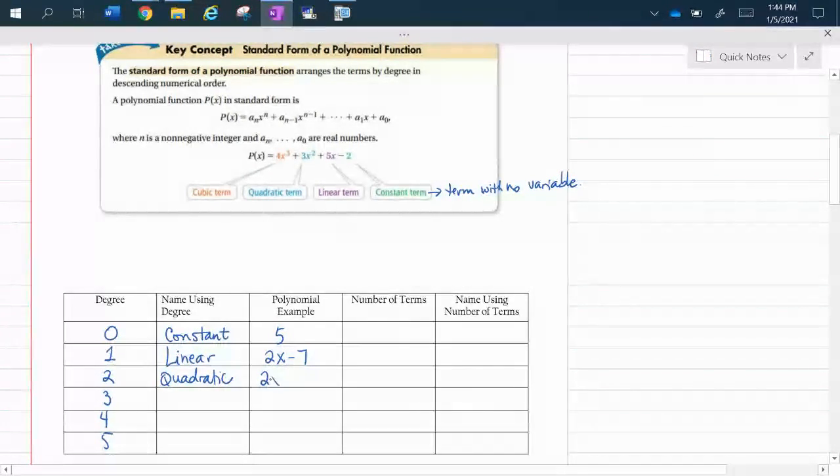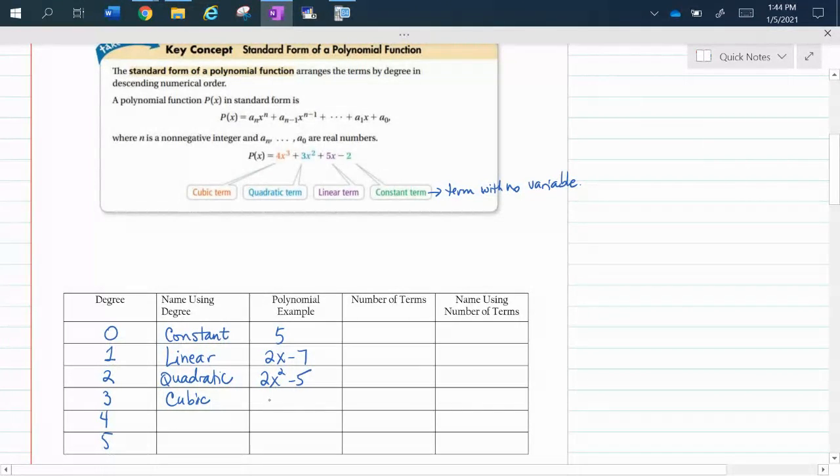If the degree is 2, you can probably guess that it's going to be quadratic. And the example would be any quadratic polynomial that I give you. As long as the highest power is 2, then it is called a quadratic. If the degree is 3, these are the ones we don't know yet. If the degree is 3, we call it cubic. That makes sense, cubed, cubic.